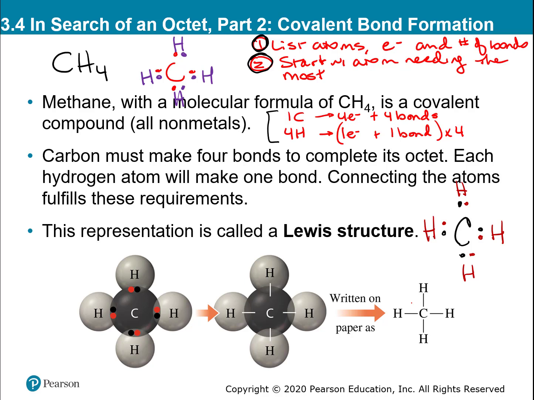And then I could take this and swap it into the line structure or the Lewis structure, where it's just a carbon in the middle with 4 single bonds, a hydrogen attached to each. You can see that the hydrogens all have 2 in this, and then the carbon has 8.